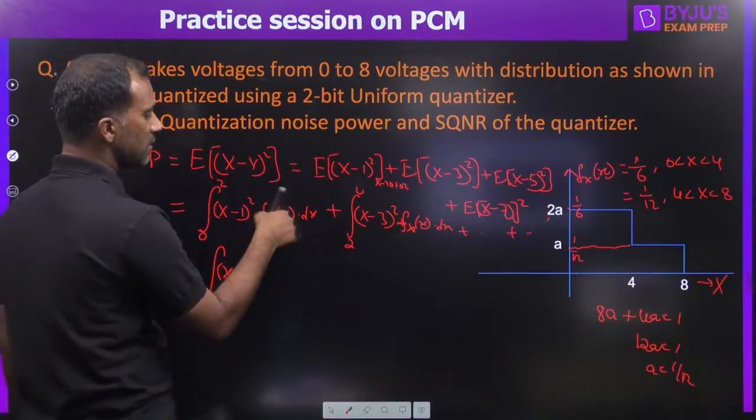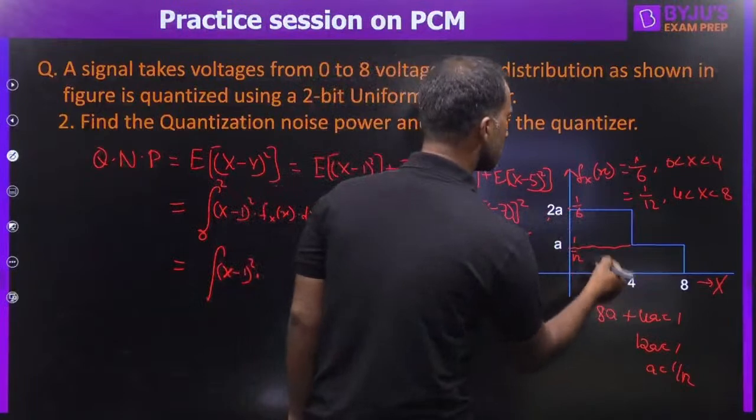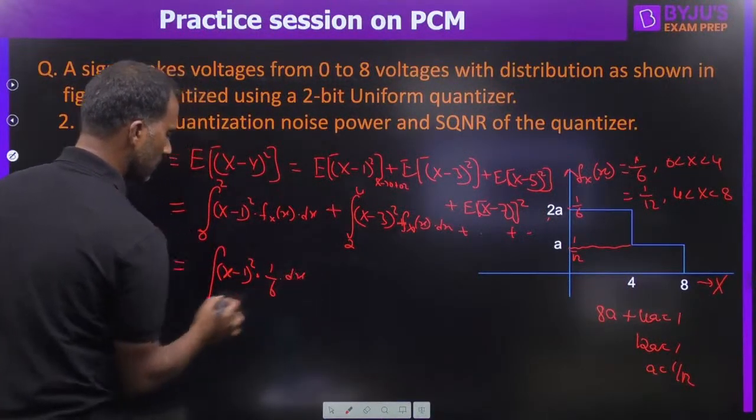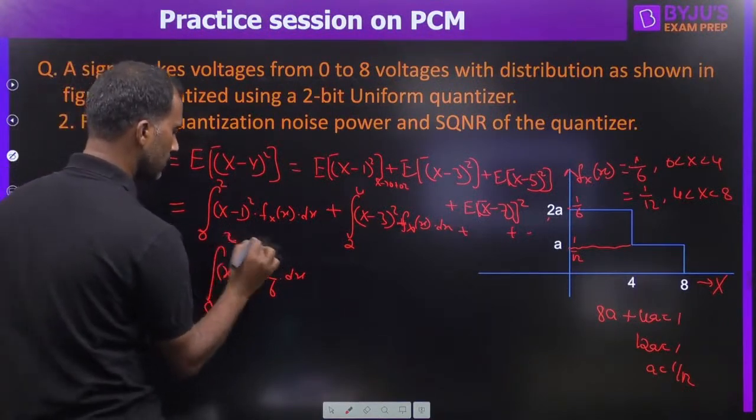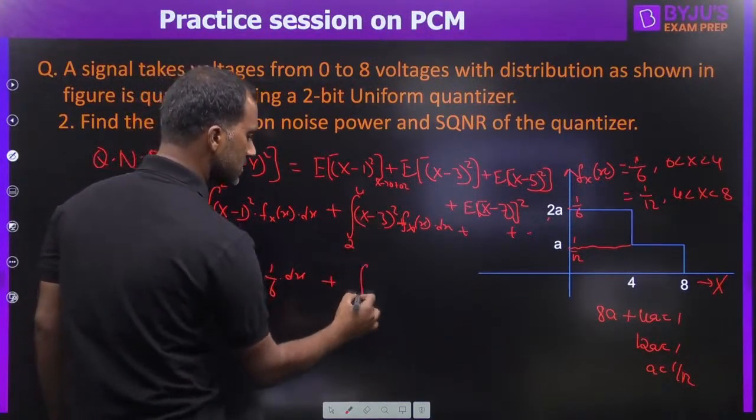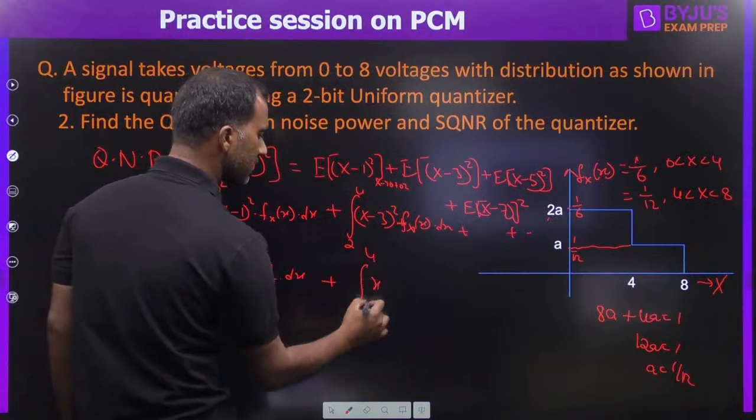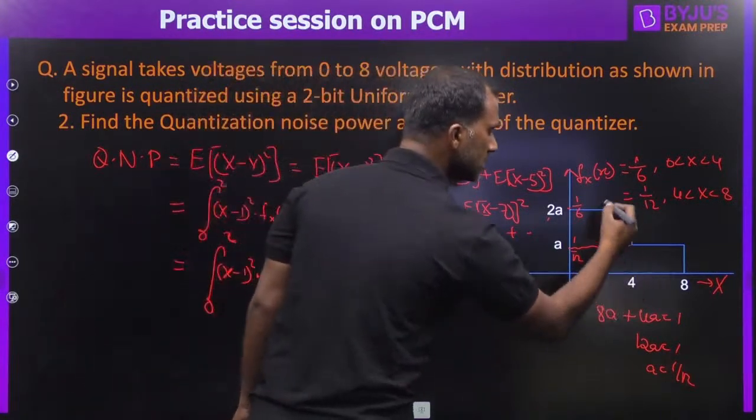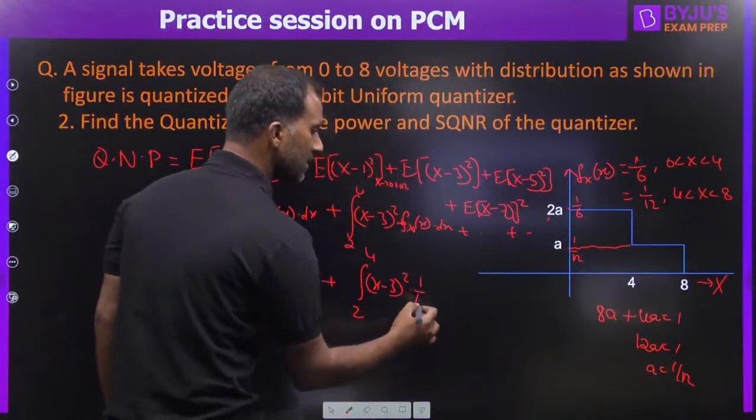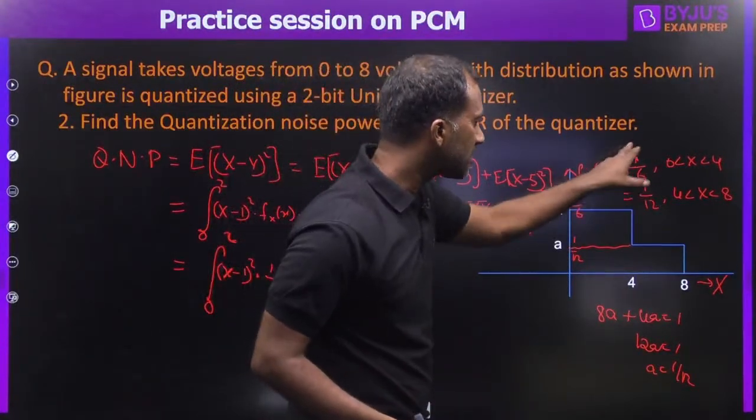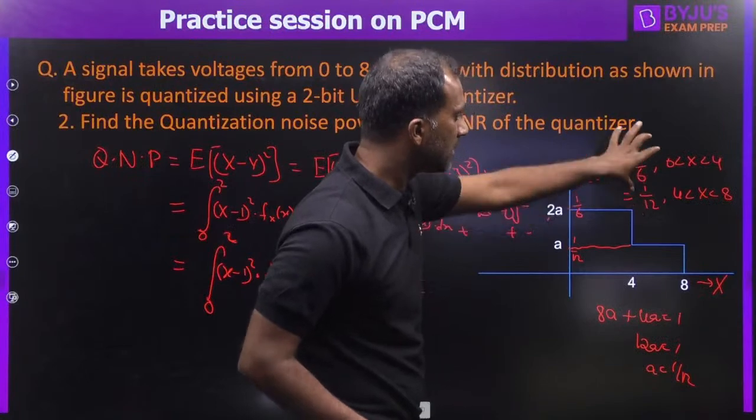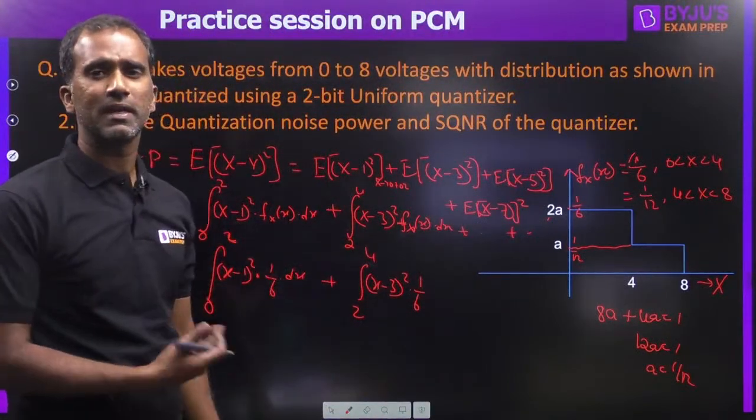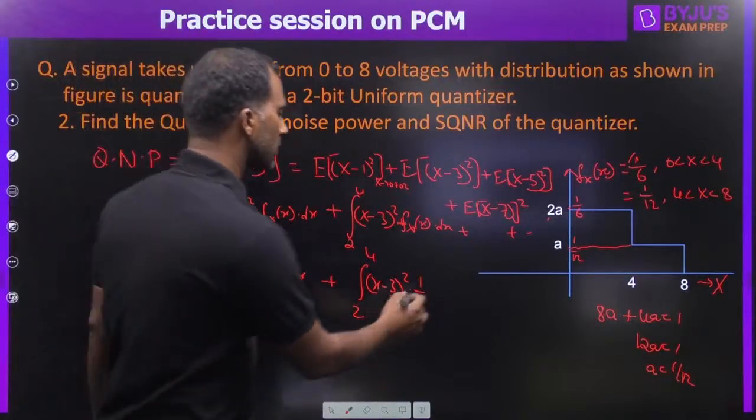So what is the equation of the PDF from 0 to 2? From 0 to 2, the equation of the PDF is 1/6. And the equation of the PDF in the region from 2 to 4 is also 1/6. If it is some other PDF, you will have some other equation here, maybe a more complicated equation. That equation you substitute here. Once you substitute, the remaining part is only simple mathematics, nothing more than that.